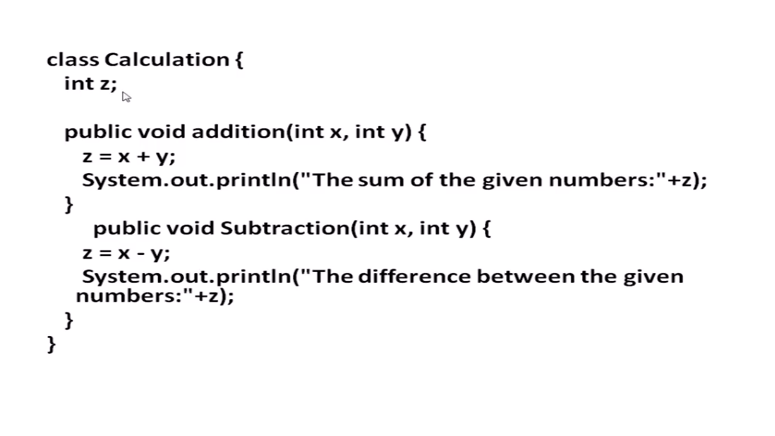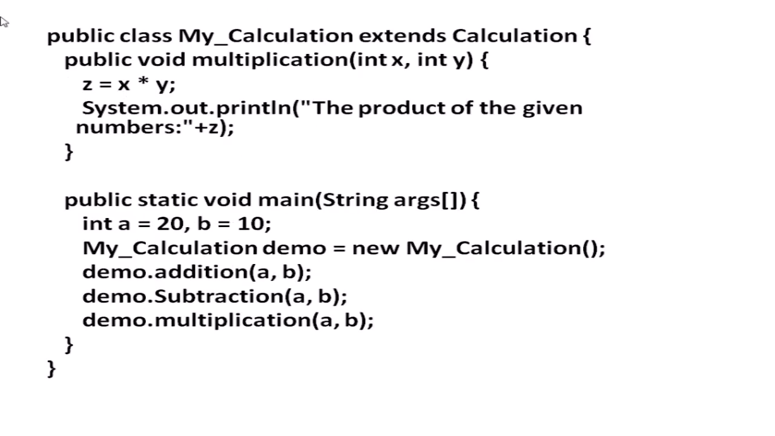But we have added two things in the base class, and we need to add something in a derived class. MyCalculation is a derived class. Here we have two arguments int x comma y. So z equal to x into y. So now here we are using a keyword called extends so that z is holding the result.